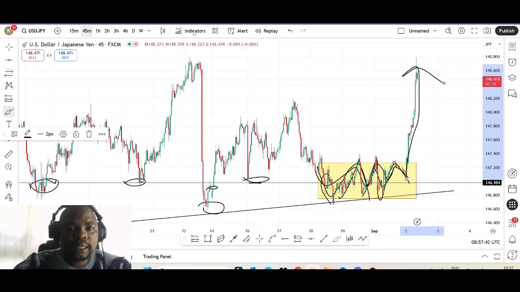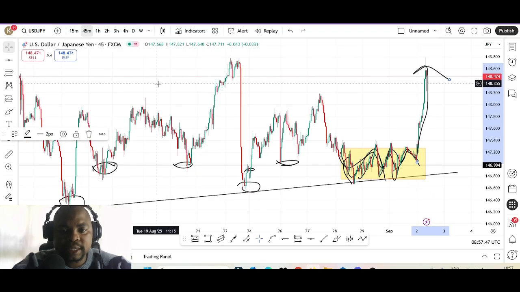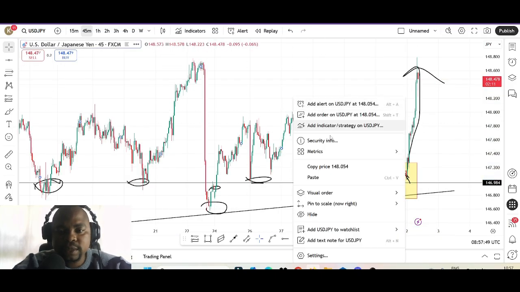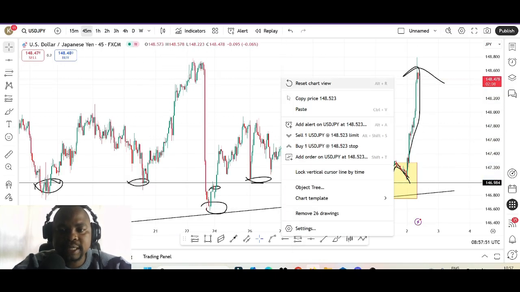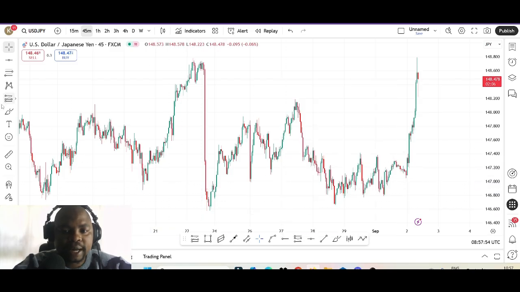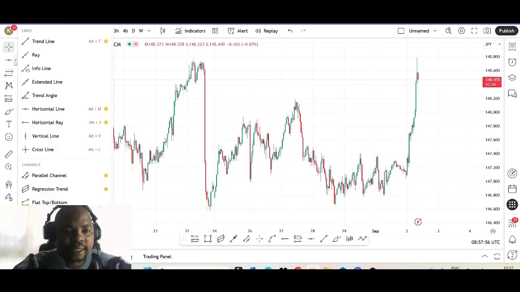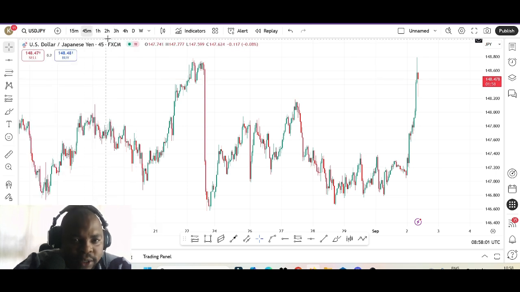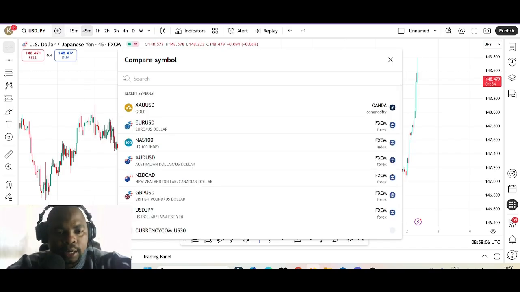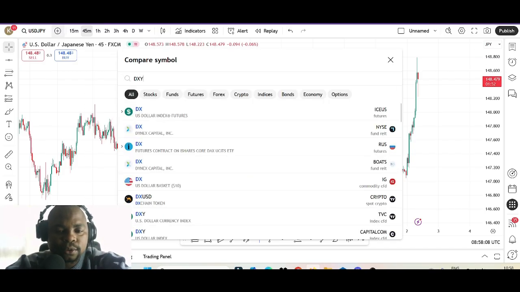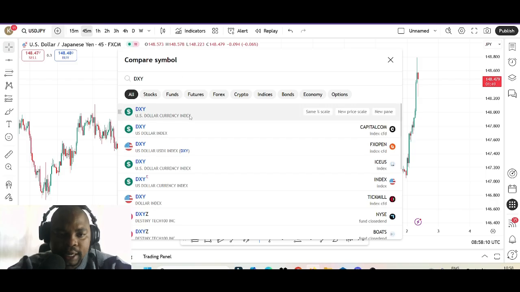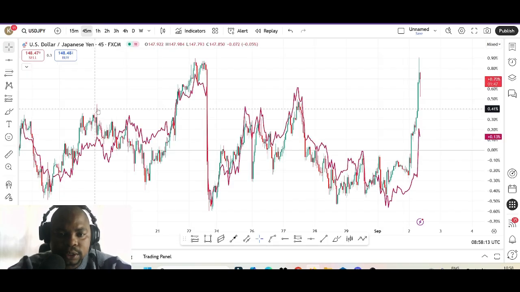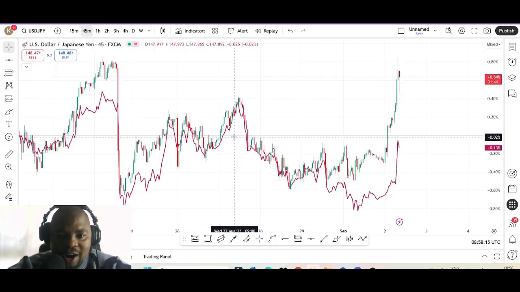You guys would see that if you are able to notice things, you would realize that the USDJPY setup looks exactly like the setup that we're having right now with the DXY. Look at this. This setup looks exactly like the setup that we're having on the DXY. Let me show you the DXY, the dollar index. This setup looks more or less the same.